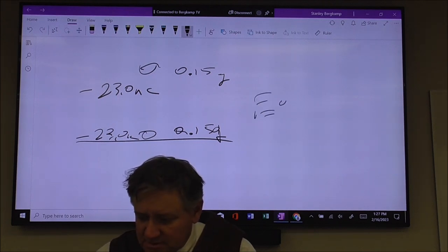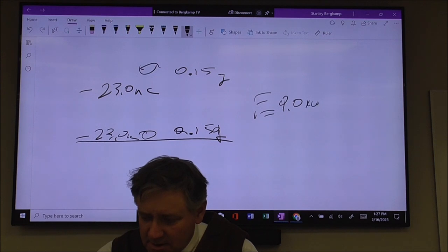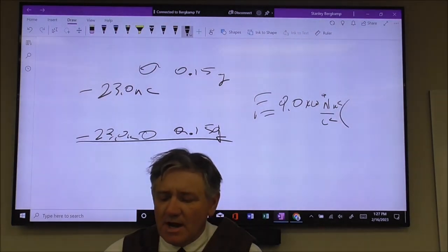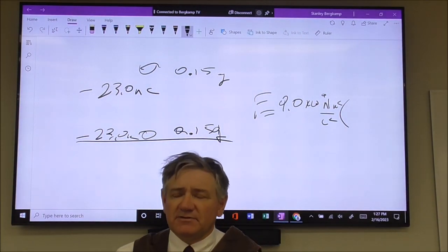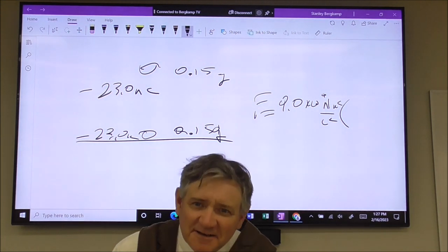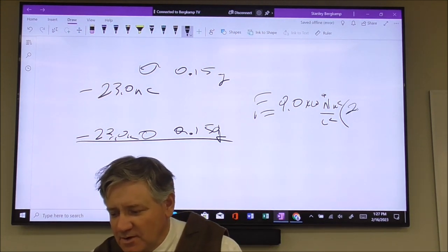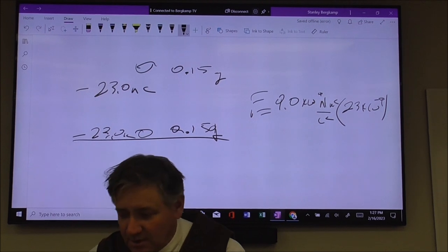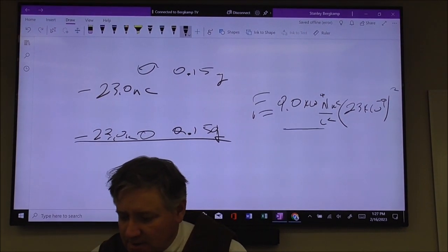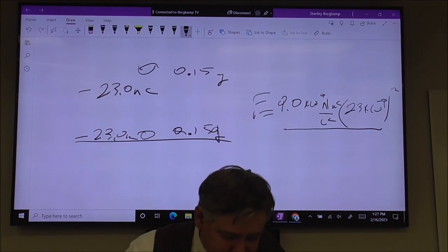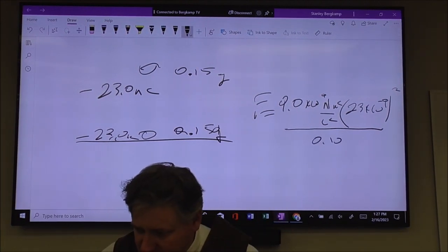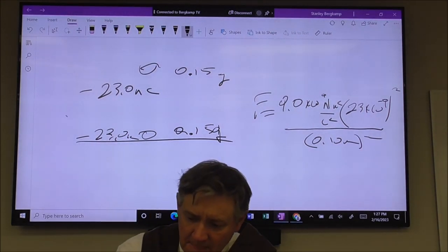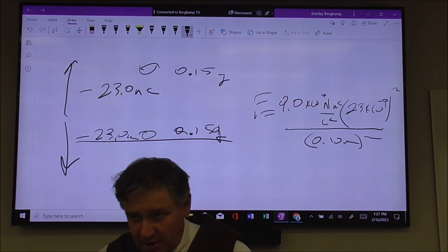And you can go F equals K, 9.0 times 10 to the 9th newtons meters squared per coulombs squared. Now, you have nanocoulombs. So what are you going to have to do with the nanocoulombs? Times 10 to the negative 9, with the number. 23 times 10 to the negative 9th, but they're identical, so basically you're going to square that, okay? And then they're separated by a distance of 10 centimeters, which is going to be 0.10 meters. And don't forget to square that. So that force is going to try and drive these apart, okay?